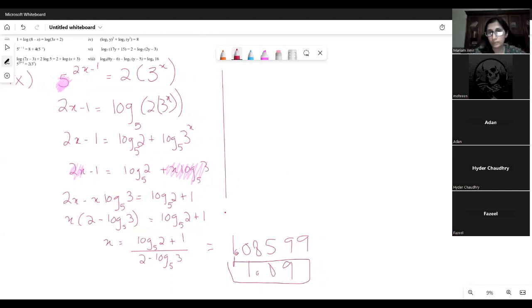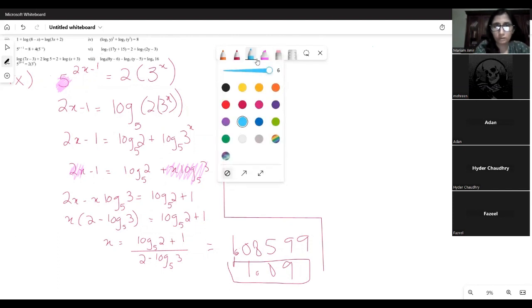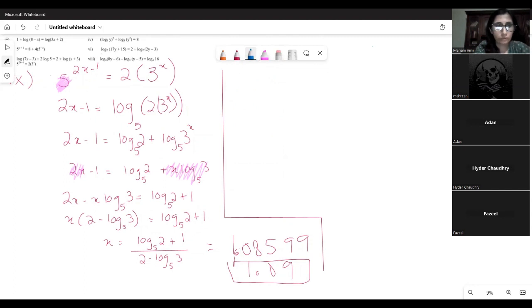Let's do it with taking log on both sides as well. So quickly, log on both sides. So we have ln, I need to use a darker marker. So ln 5 to the power 2x minus 1 is equal to ln 2 times 3 to the power x.